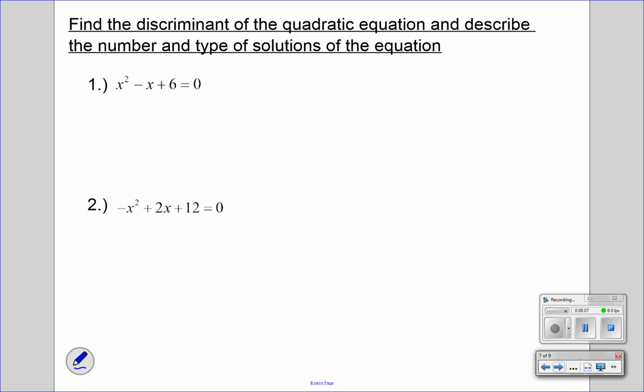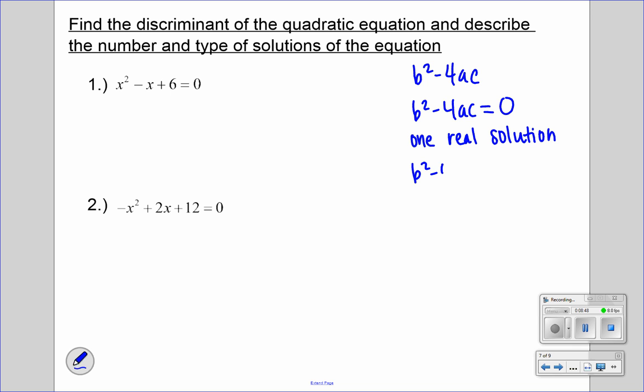All right, next up. This time we're finding the discriminant of the quadratic equation, and then we're going to describe the number and type of solutions of the equation. Well, the discriminant is the number underneath the radical, which is b squared minus 4ac. And remember, in the very first problem, 0 was underneath the radical. So if b squared minus 4ac is equal to 0, we get one real solution.